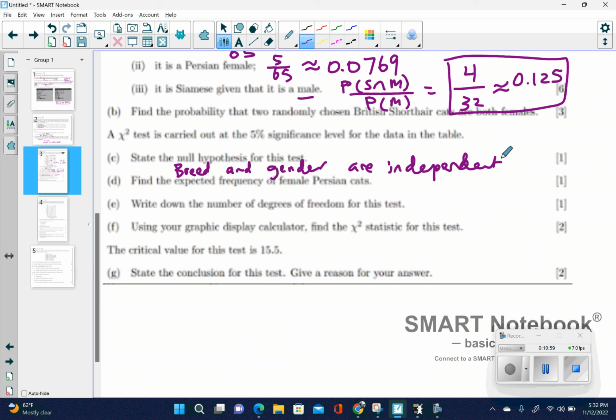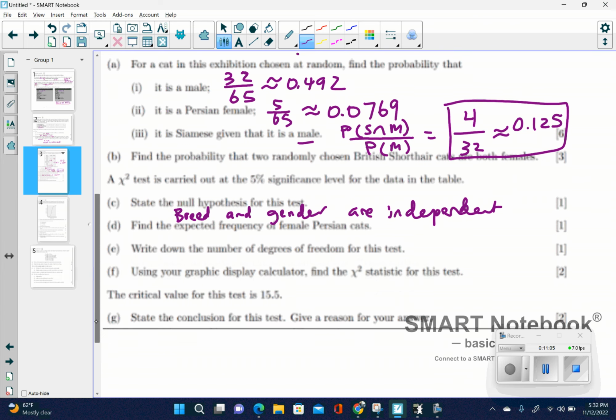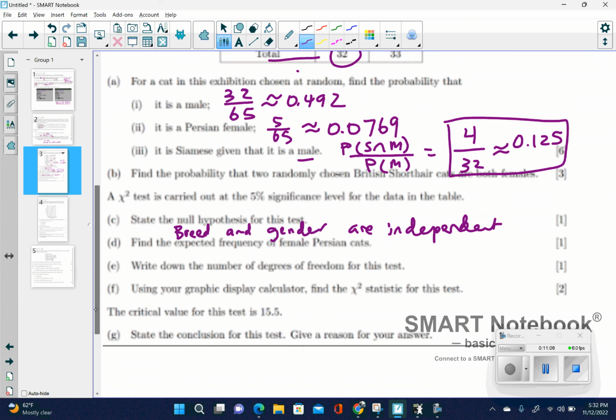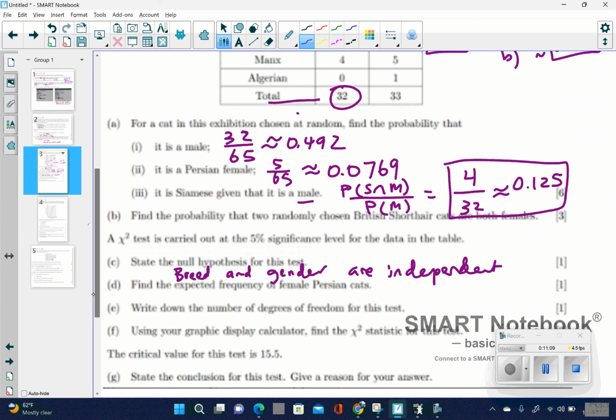Find the expected frequency. So how you have to do that. This one was one question that I noticed that so many people got wrong. Sorry, my bad. Wrong. So find the expected frequency of female Persian cats.